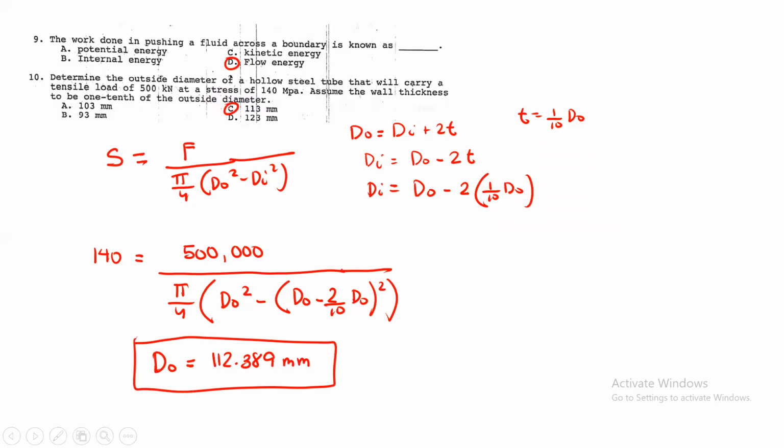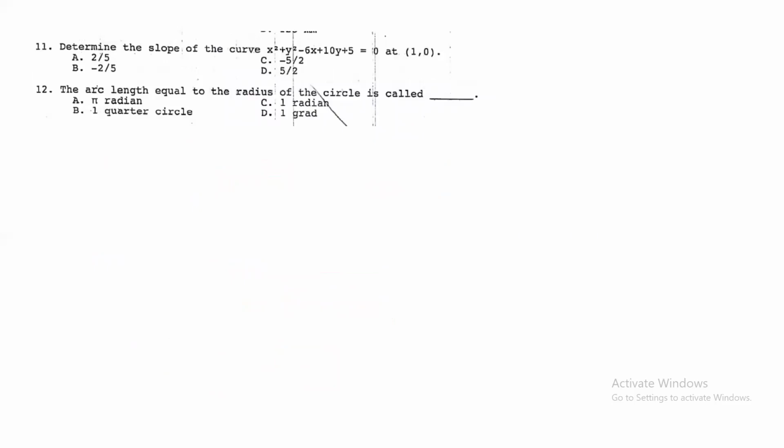The next, number 11, determine the slope of the curve x squared plus y squared minus 6x plus 10y plus 5 is equals to 0 at 1 and 0. Medyo madali lang to number 11, no? Hinahanap lang yung slope. Dito, ang gagawin natin, x squared plus y squared minus 6x plus 10y plus 5 is equals to 0. Para makuha natin yung slope dito, implicit differentiation natin. Ang slope kasi, y prime is equals to slope.